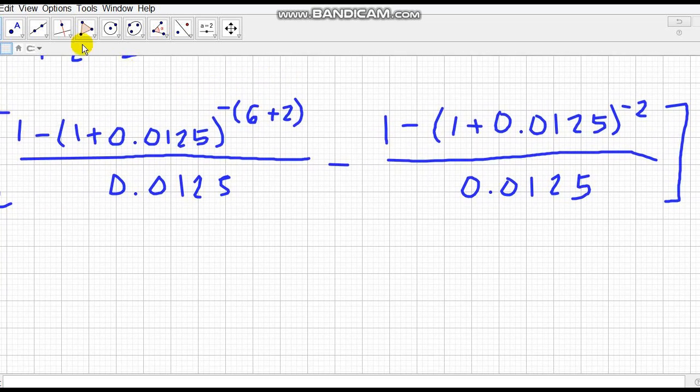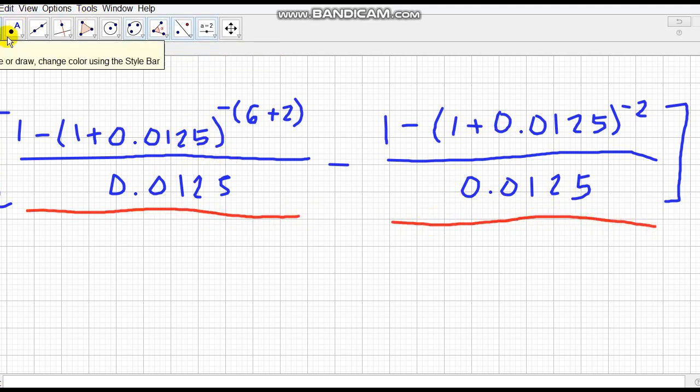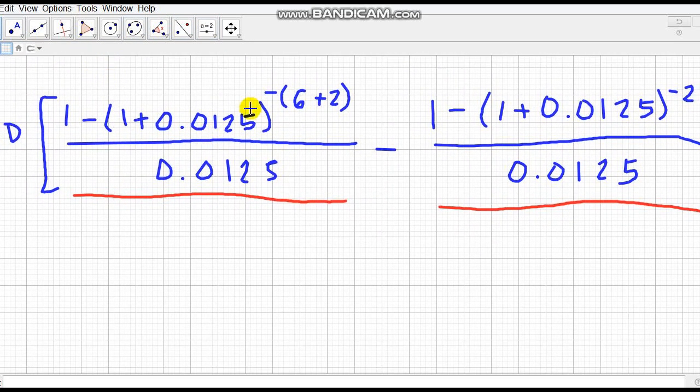I would suggest let's start computing for this one, this value here. Let me underline it with a red. Let's compute for this, then let's compute for this. Remember that during the course of while we're computing it, let us not round it off. So once we compute for these 2, we subtract them and multiply it with our periodic payment of 1,000.